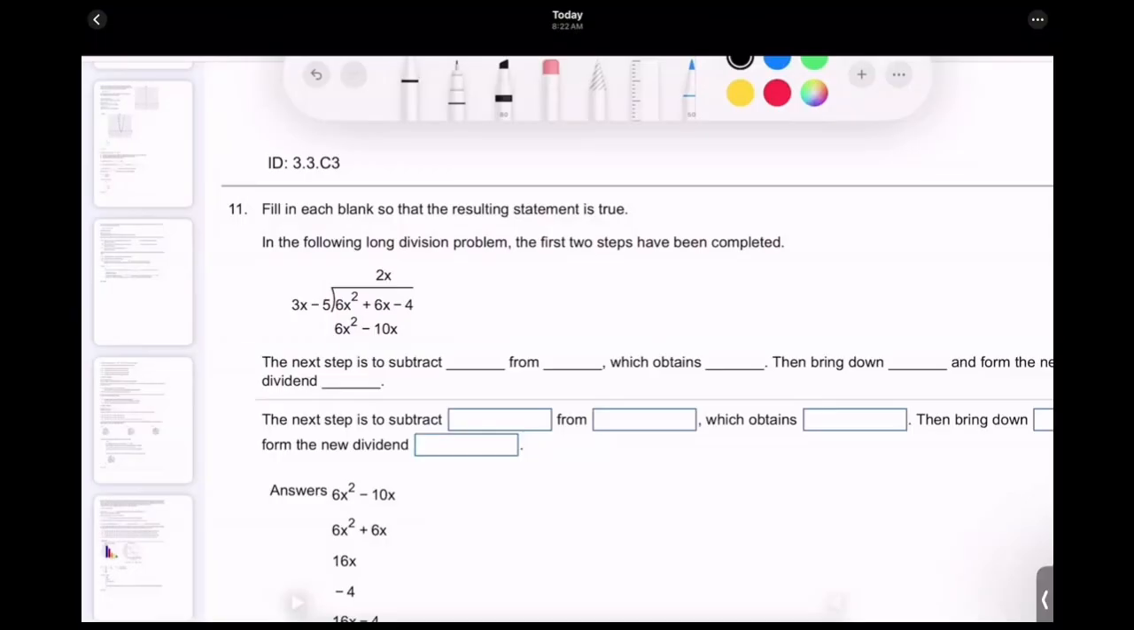So anyway, what you're finding in this one is you're actually multiplying the 2x by the 3x, giving 6x squared, and 2x by the negative 5, giving negative 10x, and then we change the signs. So that's what's happening right here. The next step is to subtract 6x squared minus 10x, 16x. So when you change the sign here, this is minus, that is plus, you get 16x. Okay, so you do yours.